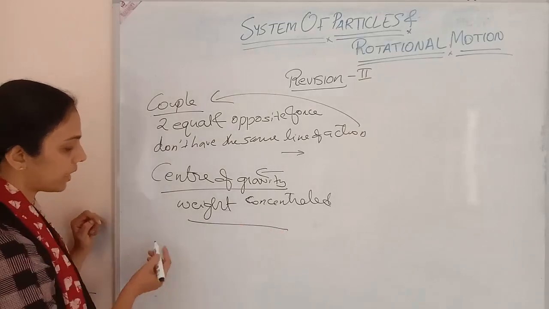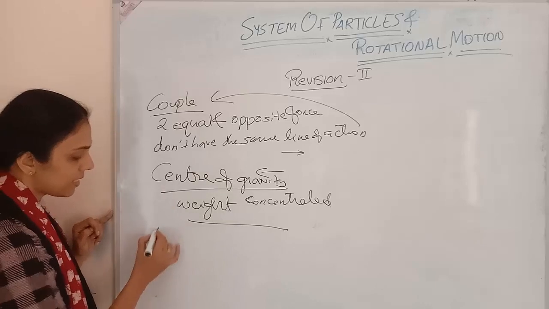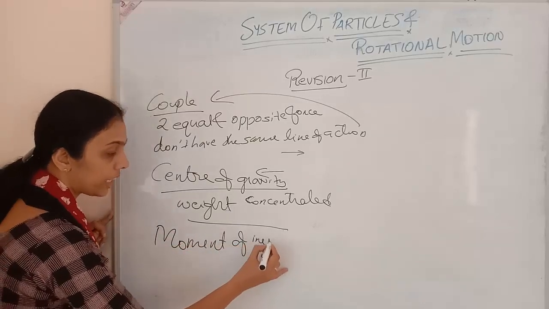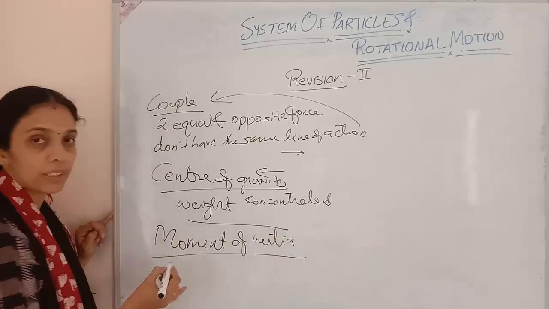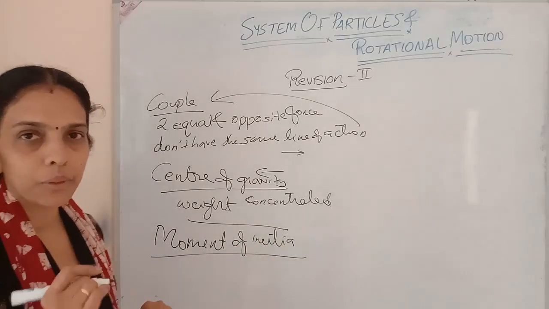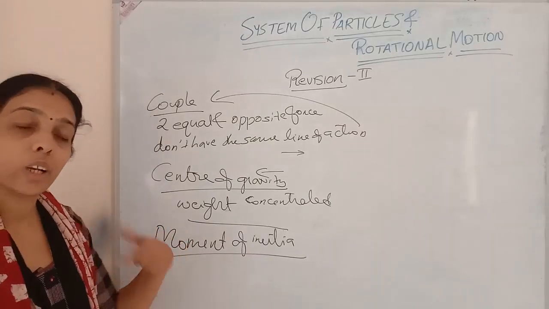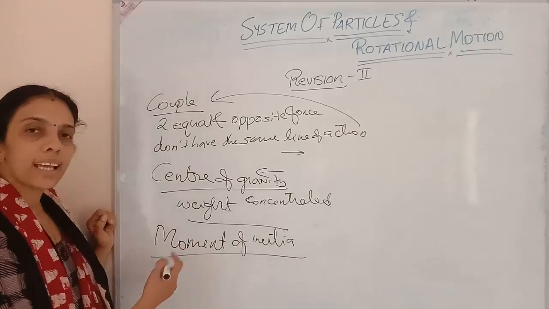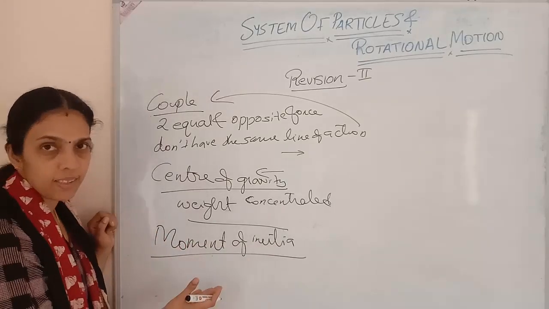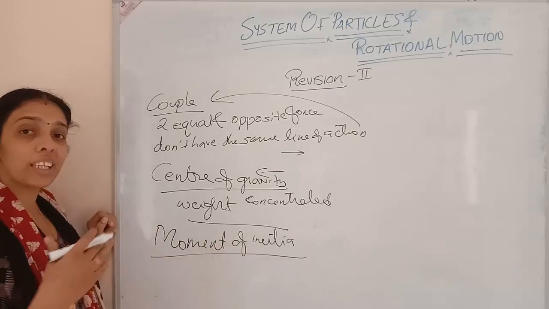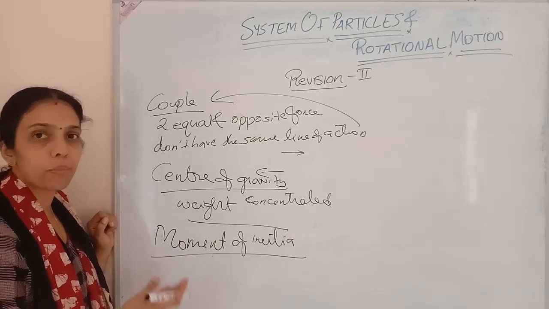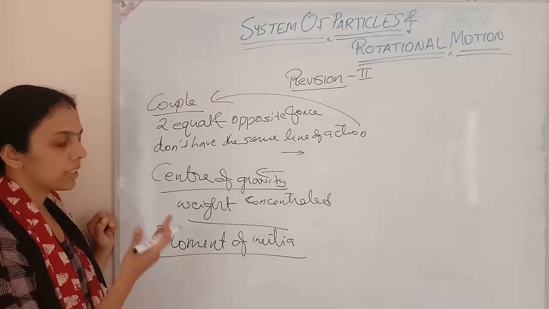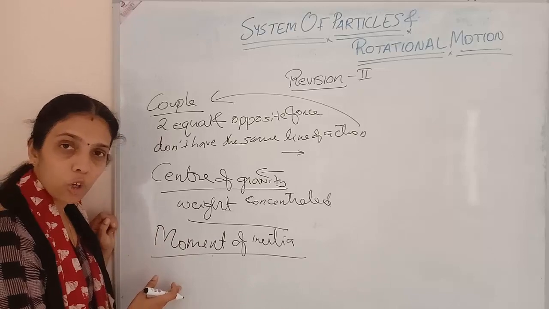Next is another term, that is moment of inertia. It is the rotational analog of inertia, which is a property of mass. So we can say it is the rotational analog of mass. Mass or inertia is a characteristic property of mass, right? So here we can say moment of inertia is the rotational analog of mass.